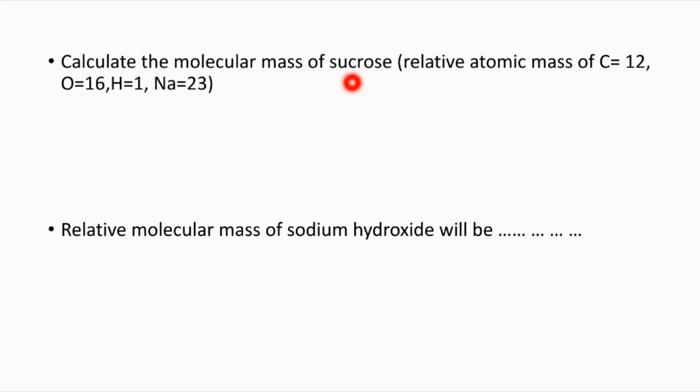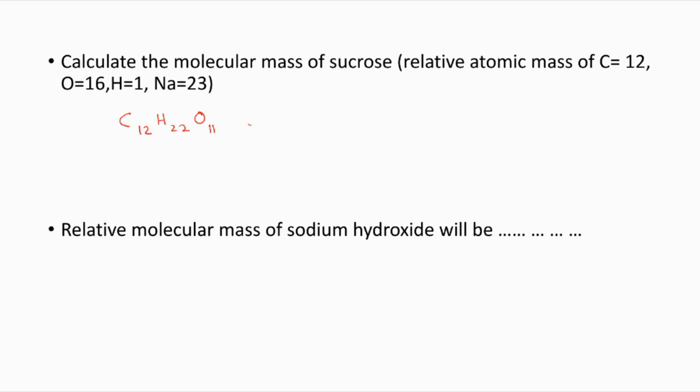Now see this question. Calculate the molecular mass of sucrose. So what will be the molecular formula of sucrose? It is C12H22O11. It is nothing but cane sugar, right? Now, in order to calculate the molecular mass, they have given the atomic masses also. Remember, they have given relative atomic mass. See, it will not be having any unit at all. We should remember that.